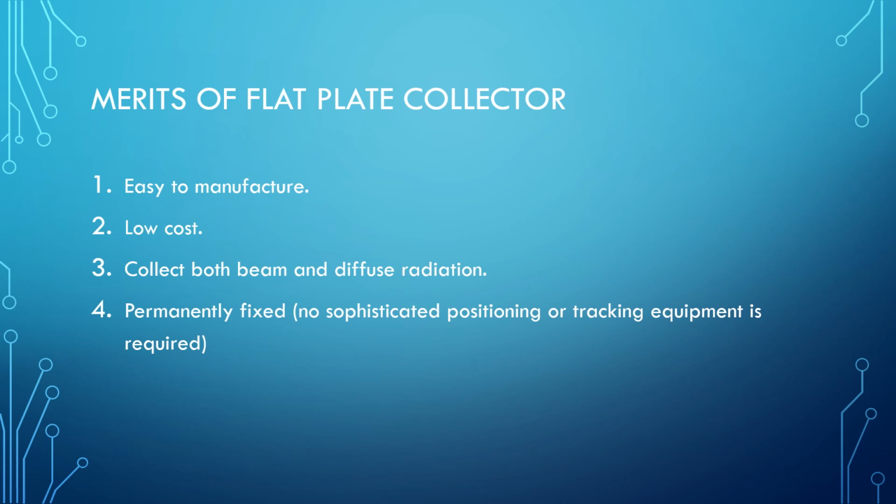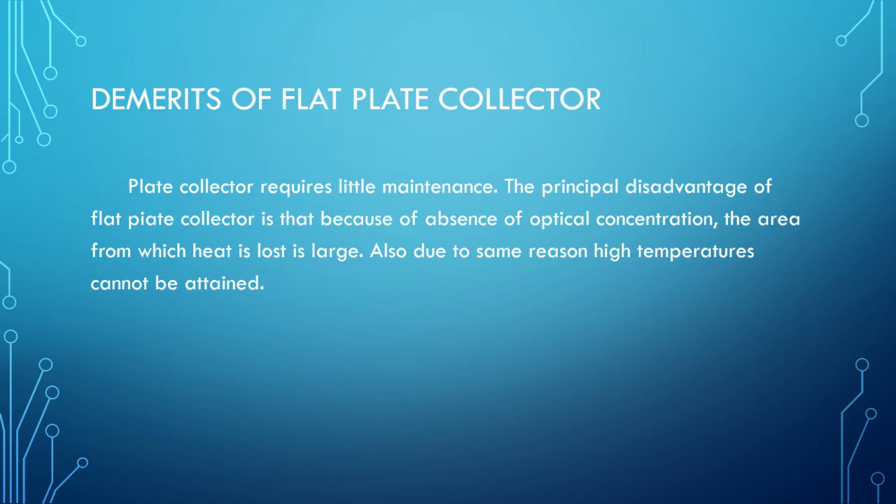Moving to the next slide, we have the demerits. The main consideration under demerits is that flat plate collector requires little maintenance. The principal disadvantage of flat plate collector is that because of the absence of optical concentration, the area from which heat is lost is large. Also, for the same reason, high temperatures can't be attained. These are all the demerits of flat plate collector.